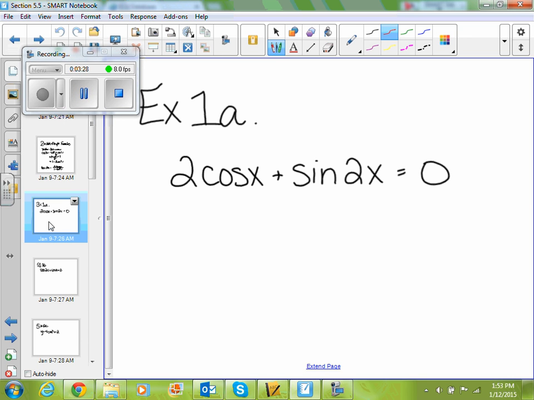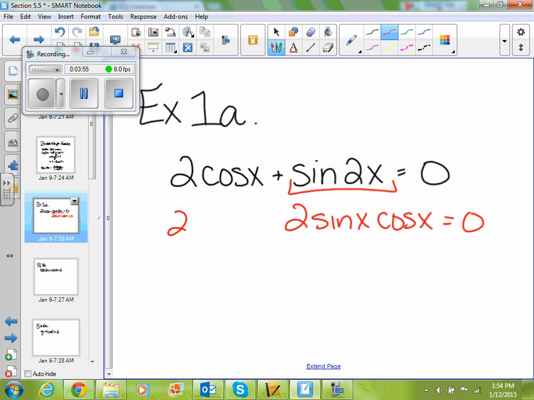Okay. So the first one it asks us to solve is 2 cosine of x plus sine of 2x equals 0. And so we can't do anything with the 2 cosine of x, but we know our double angle formula for sine of 2x is 2 sine of x cosine of x. So if I simplify that, I have 2 cosine of x plus 2 sine of x cosine of x equals 0.